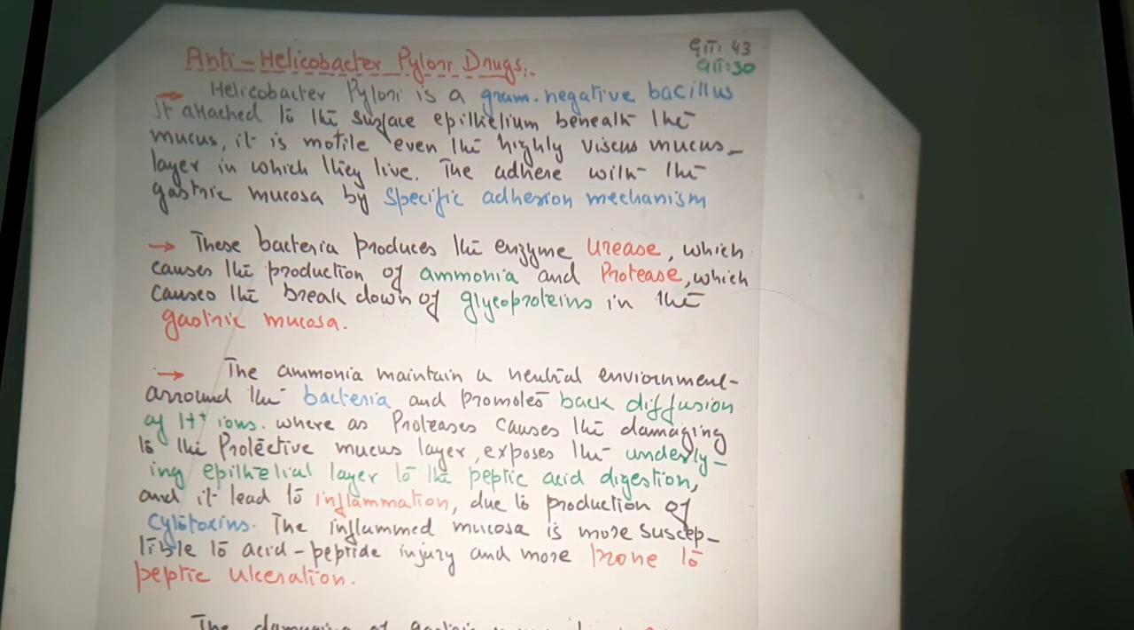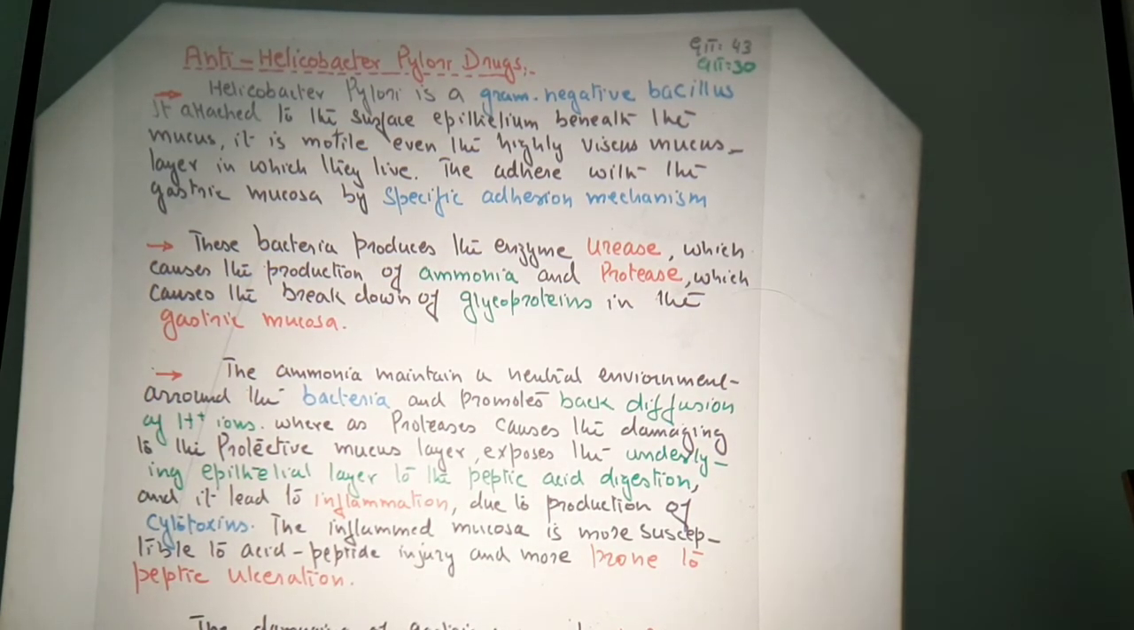I have just explained about this protease. This protease acts upon the glycoprotein. Glycoprotein is a protein which is present in the mucosal membrane. So when protease acts upon glycoprotein, it destroys that protein, and when the proteins are destroyed, there is destruction in the mucosal membrane, which is a protective layer in the stomach that protects it from the acid and the pepsin.